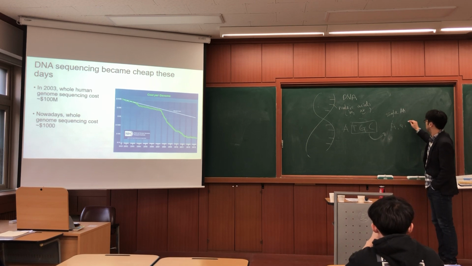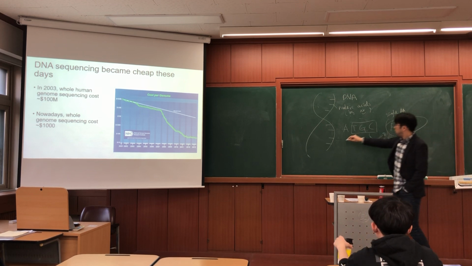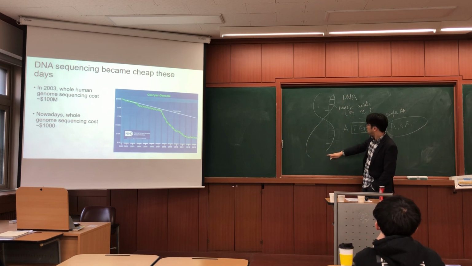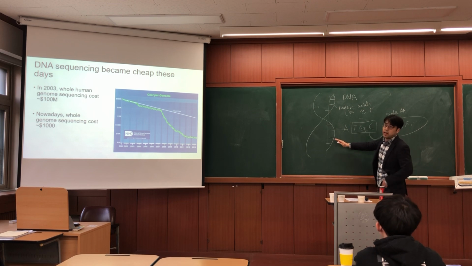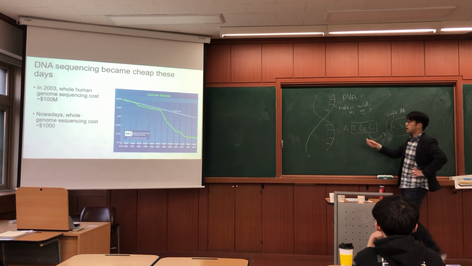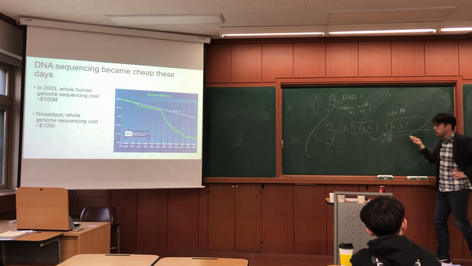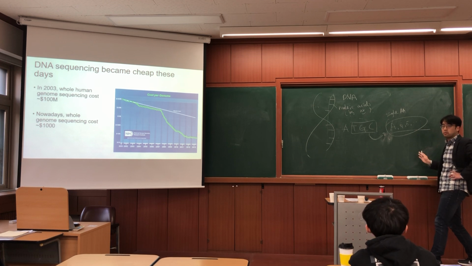So one of the 20, right? And DNA has an order, right? So what DNA has, the information that DNA has, is actually the sequence, the order of amino acids. And once the order of amino acids is determined, then its 3D structure is determined.